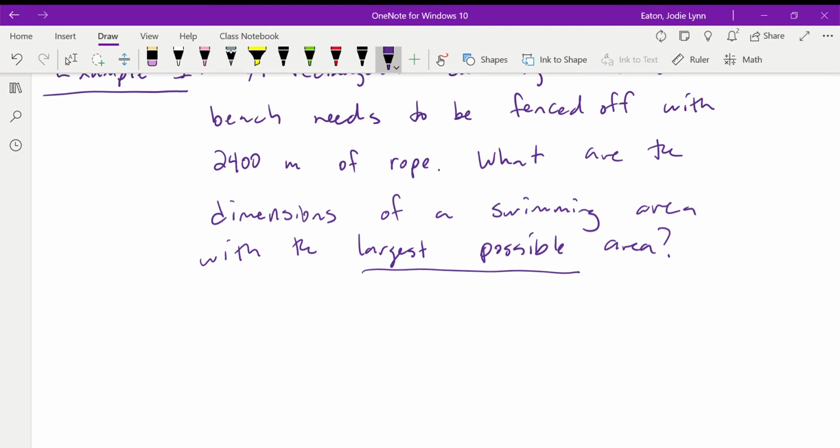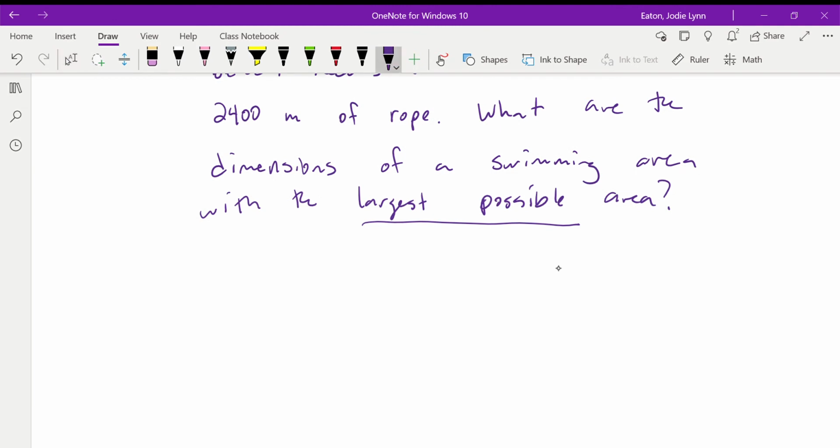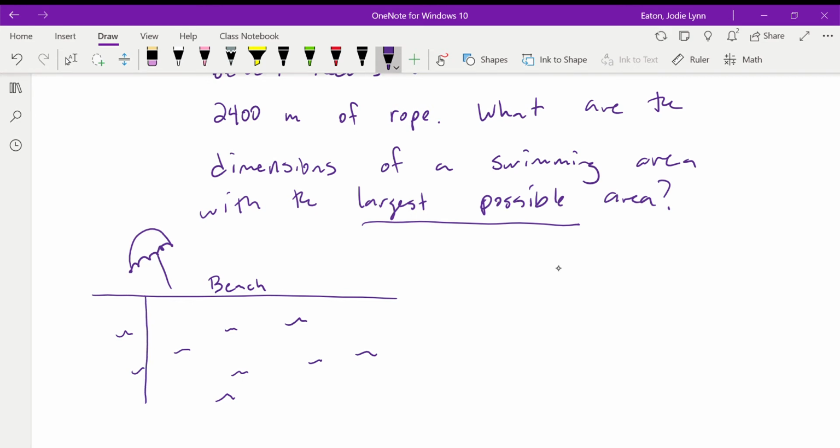So you see largest possible, smallest possible, minimize, maximize. Those are all going to be clues that this is a problem that you will solve using optimization of some sort. So we have a beach. It's a sunny day, so we had better bring a beach umbrella. And then we have some water at the beach. Now we are going to draw a rectangular swimming area.